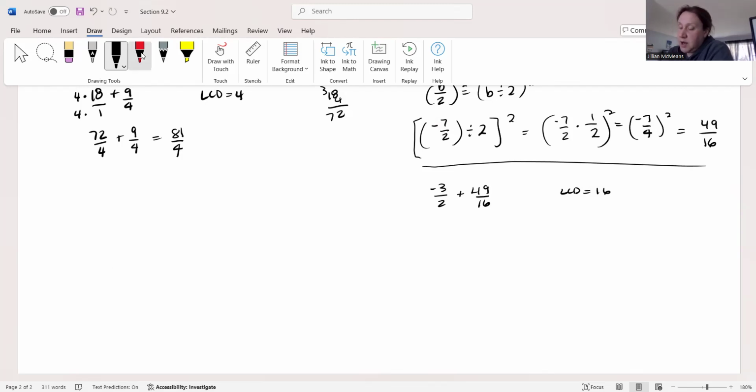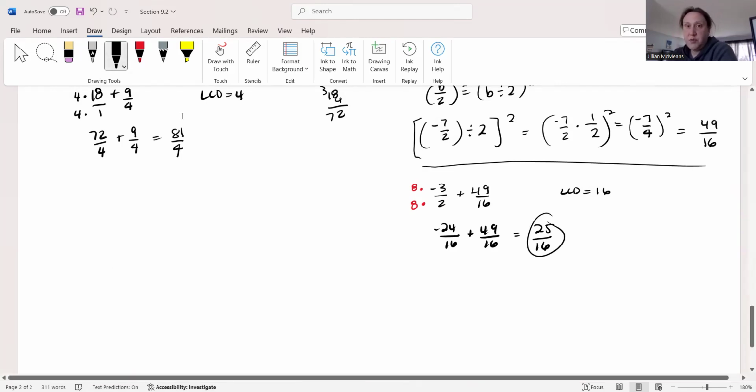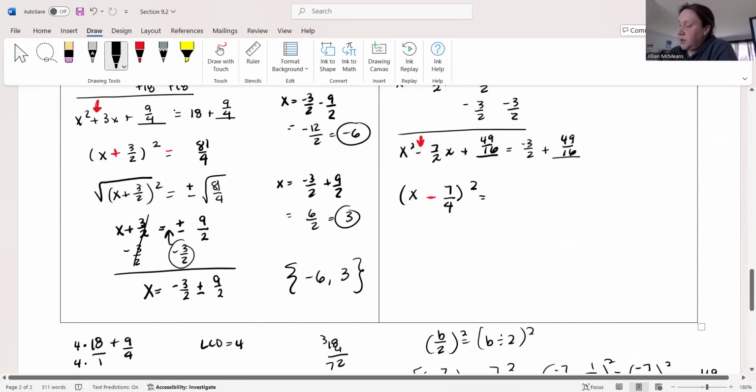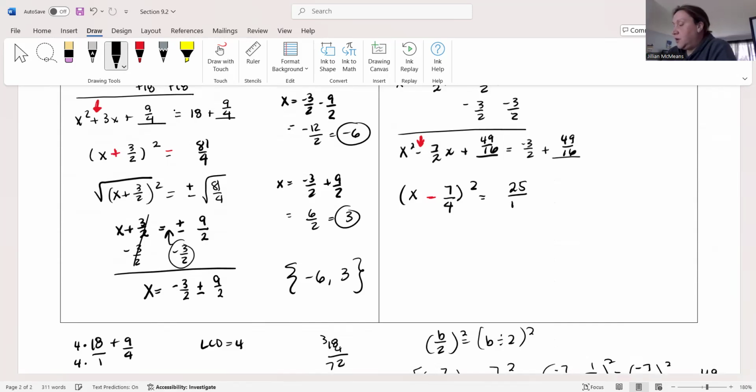So I would need to multiply 2 by 8. So I want to multiply top and bottom by 8. Okay, well, 8 times negative 3 is negative 24. 8 times 2 is 16. And now I can just add or subtract my numerators and keep my denominators. So negative 24 plus 49 is 25 over 16. So this is how the right-hand side simplifies. So here we get 25 over 16. And now we're ready to do the square root property.